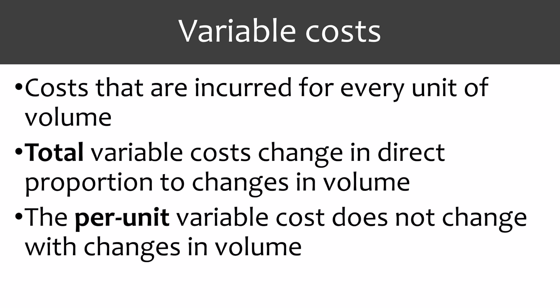Variable costs are costs that are incurred for every unit of volume. Total variable costs change in direct proportion to changes in volume. The per unit variable cost does not change with changes in volume.